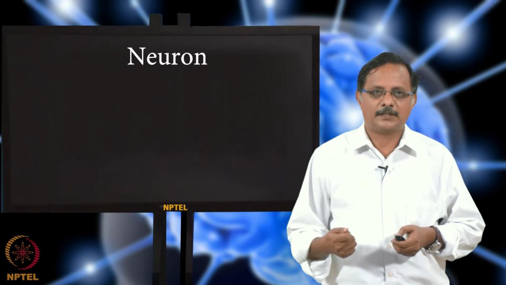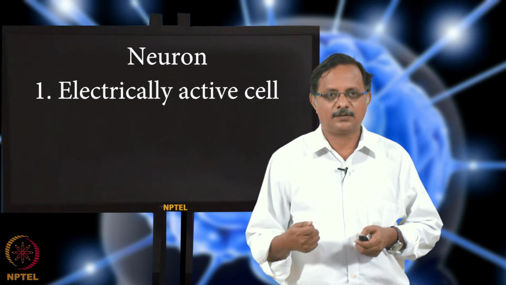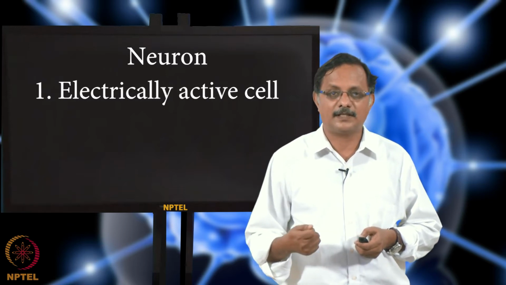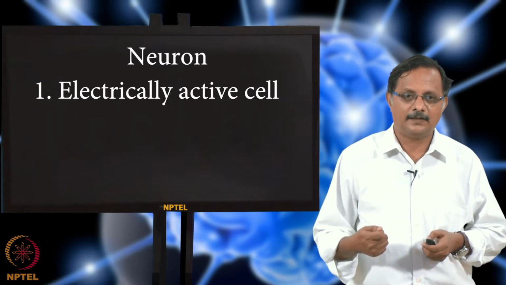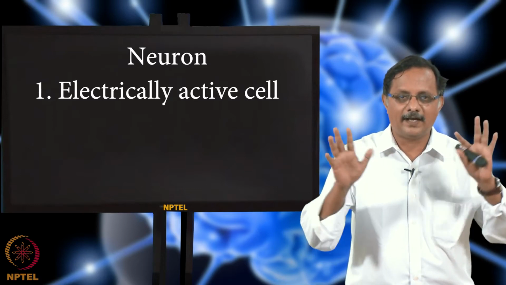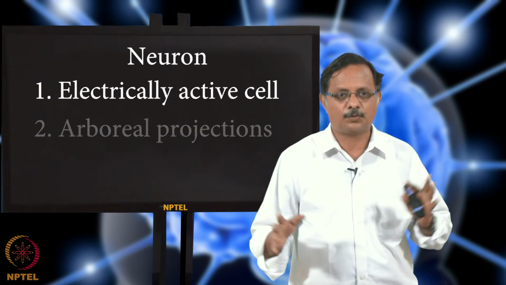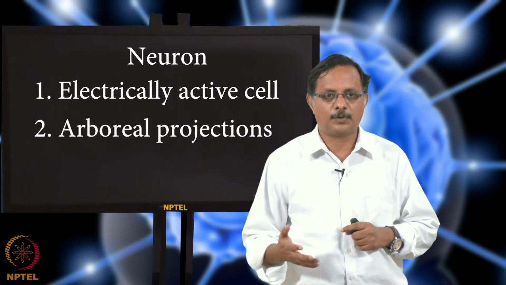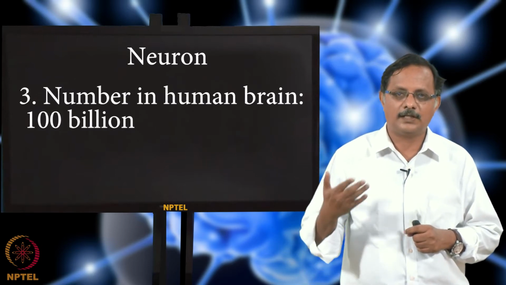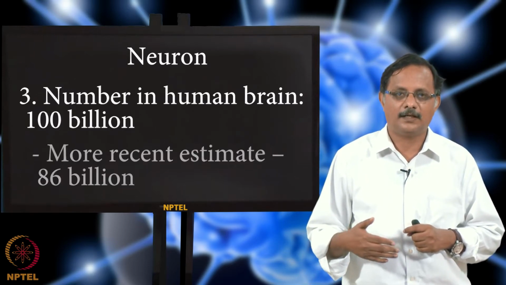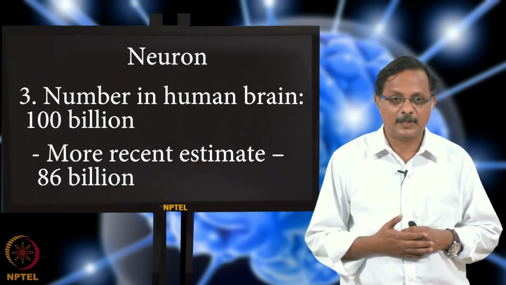Now, a neuron is a special kind of cell, an electrically active cell. So it belongs to a class of cells called excitable cells or excitable tissues. They are relatively active and they also have these interesting wiry structures which project out of the cell body, these arboreal projections. The number of neurons in the human brain is about 100 billion, although the number has been revised. There is a new estimate which says the adult brain has about 86 billion neurons.